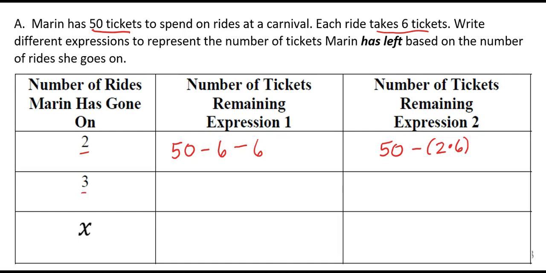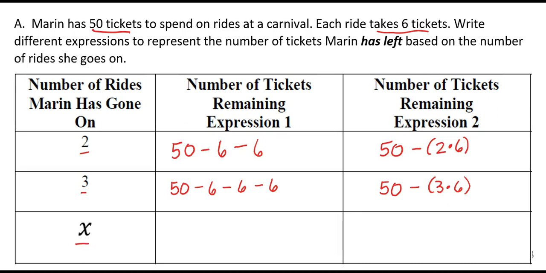Well, what if she rode on 3 rides? Again, we could say she starts with 50. She took 6 away for the first ride, 6 away for the second ride, and 6 away for the third ride. Or we could say she started with 50 and she's taking away 3 groups of 6.